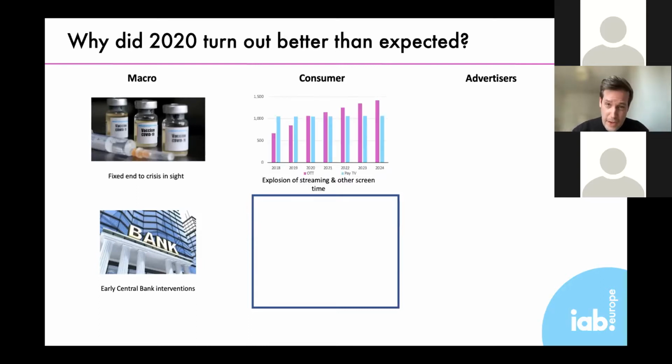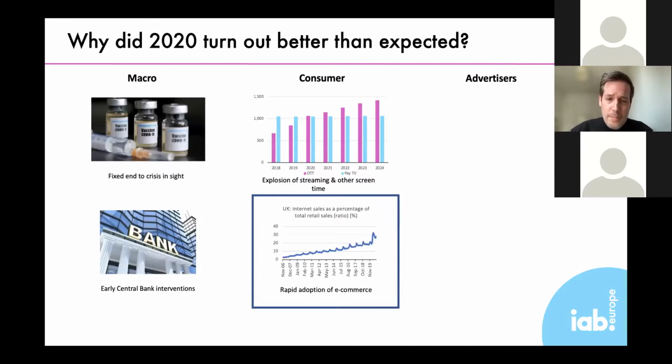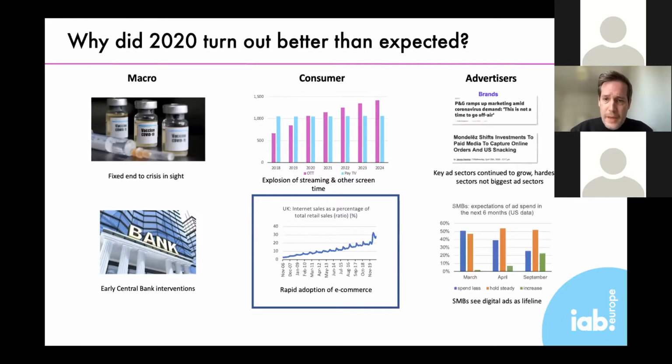Consumers, of course, have changed their behavior in terms of online streaming and so forth, but a key component in this, of course, has been the rapid adoption of e-commerce, and we've all seen lots of charts about this throughout the last year. But attached to that is also advertiser behavior.